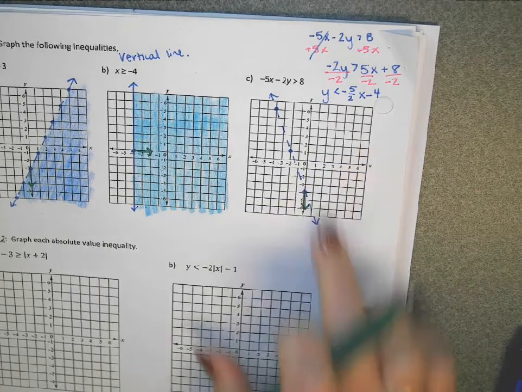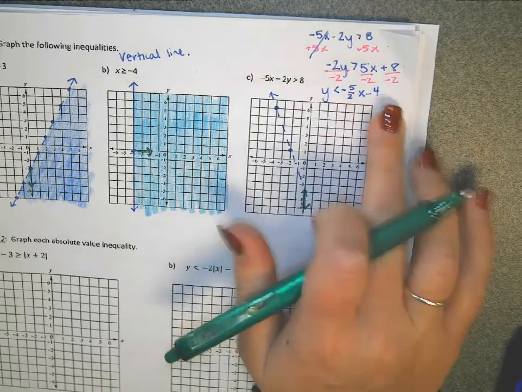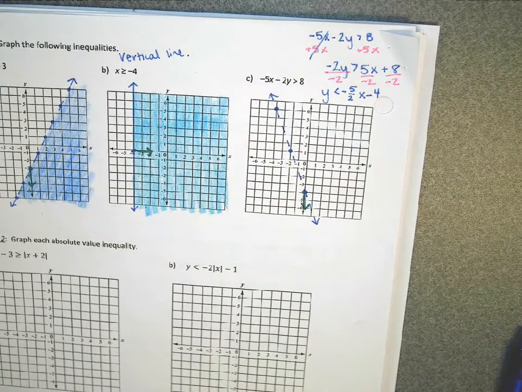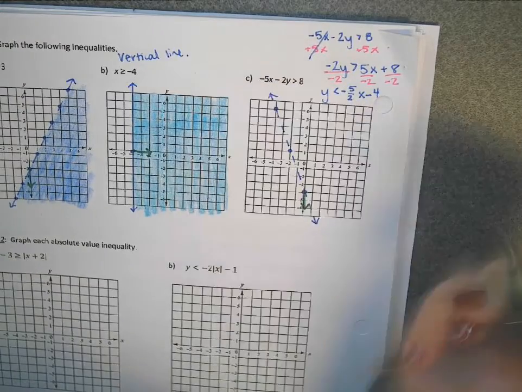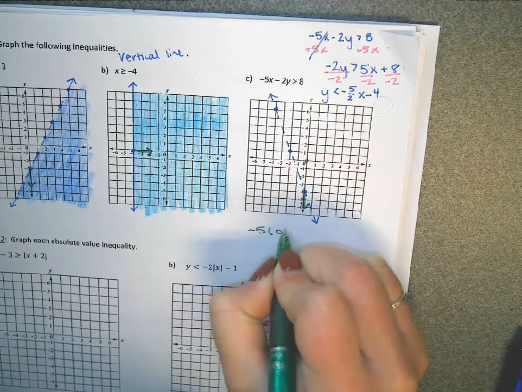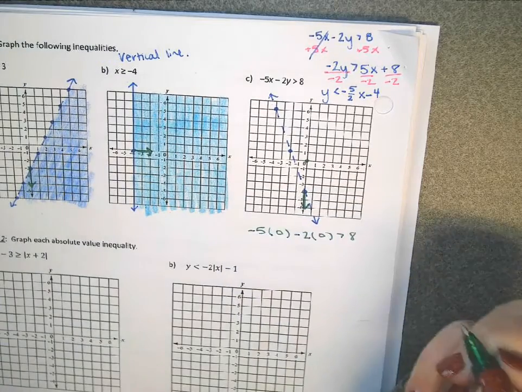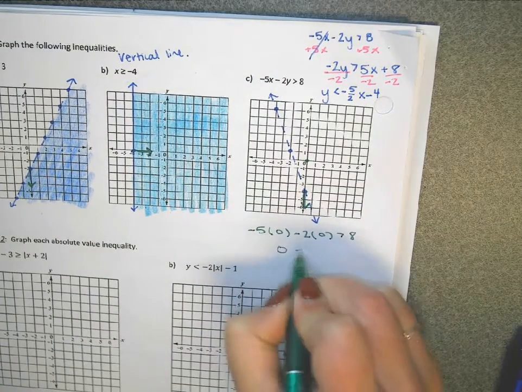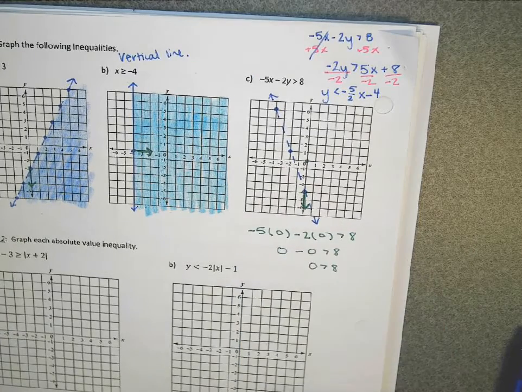Okay? I'm going to show you, though, how you can use your original so that way you don't have to trust your sign that you remembered to flip. You will have to trust that you moved things and divided by things correctly. But if you forgot to flip your sign, this way will keep you safe. So 0, 0. -5 times 0 minus 2 times 0 is greater than 8. We're going to see if this is true. That turns into 0 minus 0 is greater than 8. Is 0 greater than 8?